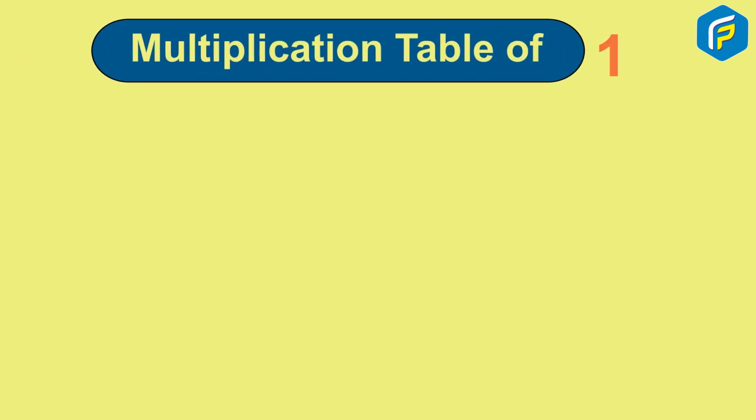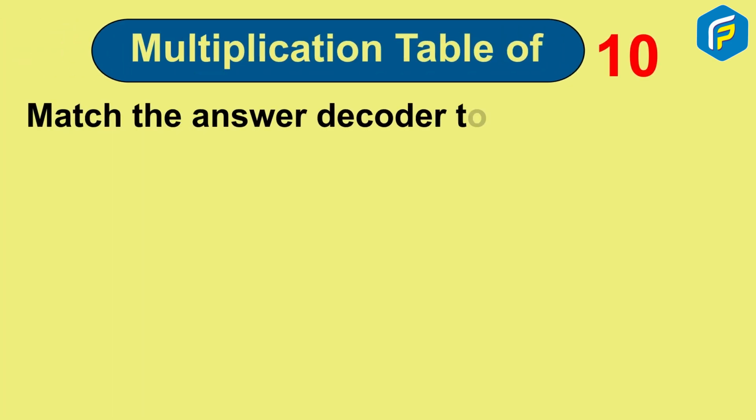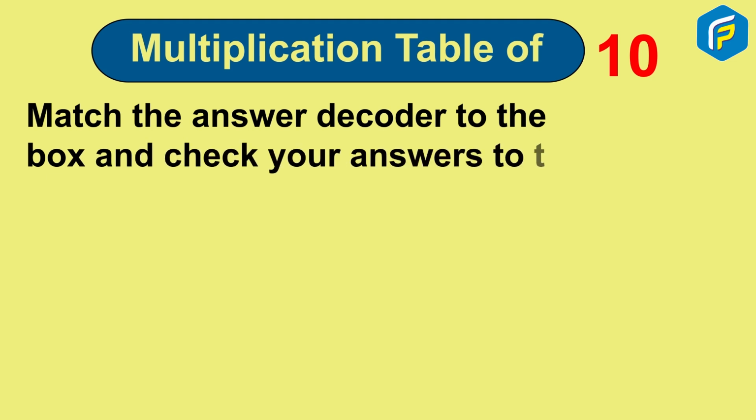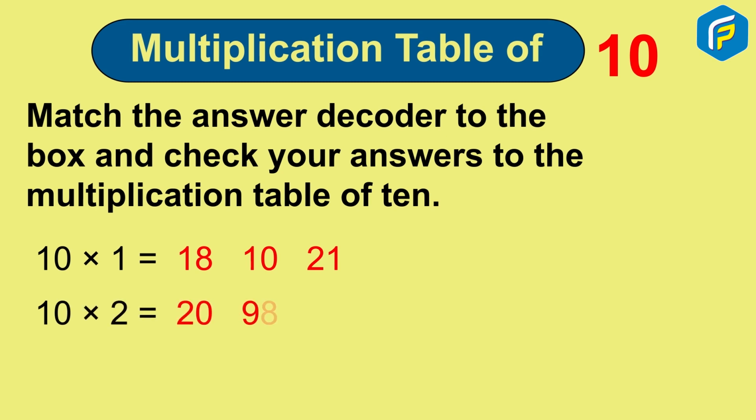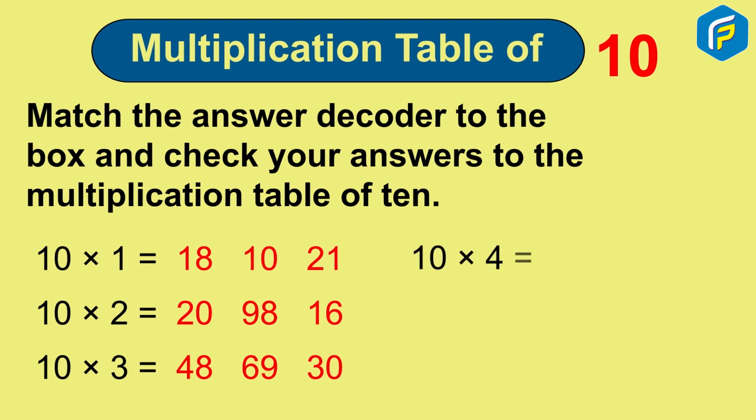Multiplication table of 10. Match the answer decoder to the box and check your answers to the multiplication table of 10. 10 into 1 is equals to 10. 10 into 2 is equals to 20. 10 into 3 is equals to 30. 10 into 4 is equals to 40.